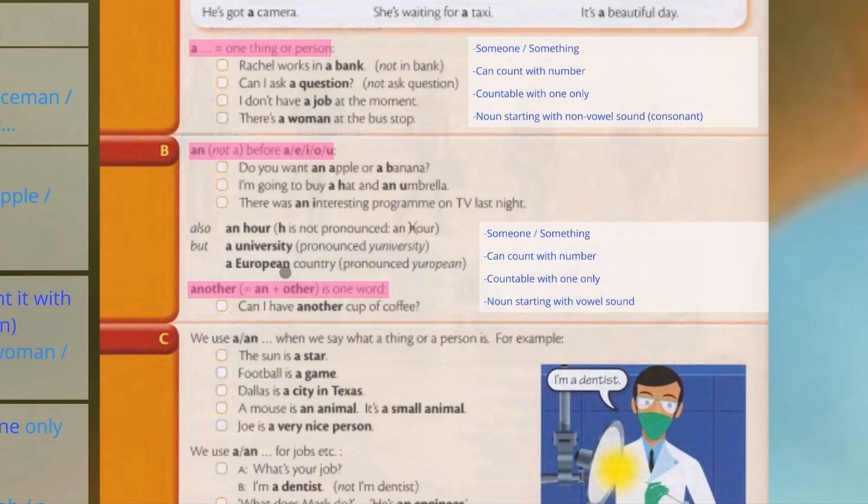How about European? European is also starting with e. However, it is not a vowel sound. It's a y sound. So we still have to use a European. Another word, another, is a combination of two words, an plus other. So can I have another cup of coffee? Actually it is can I have an other cup of coffee?